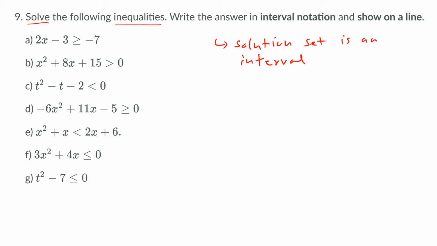So that's why we ask for interval notation, or you can always show it on a number line. When you solve an inequality, you can write the solution in several different ways. In general, there are 4 ways to write the solution. You can write the interval notation, you can show it on a line, you can use set builder notation, or you can explain it in words. So those are the 4 different techniques. Here we can use the interval notation and the line technique. Okay, so let's start one by one.